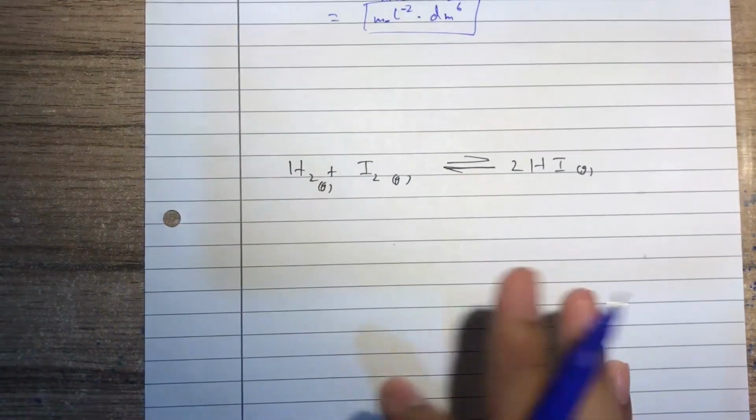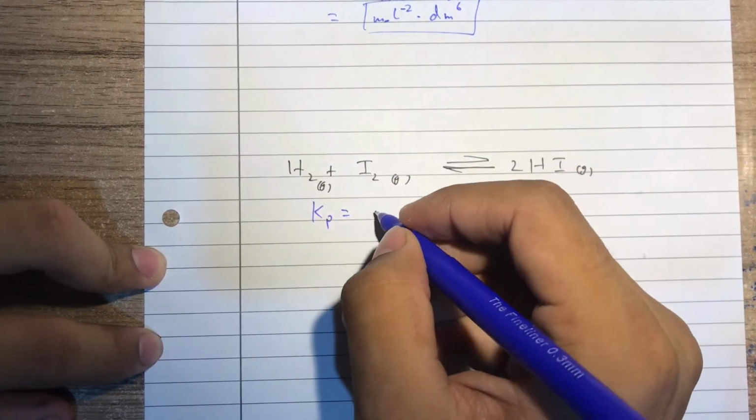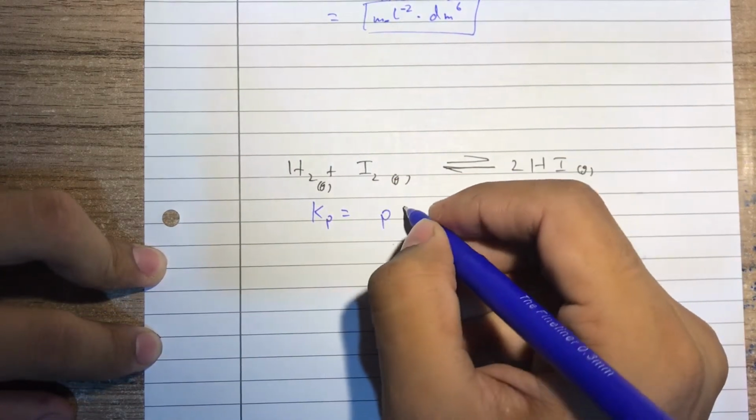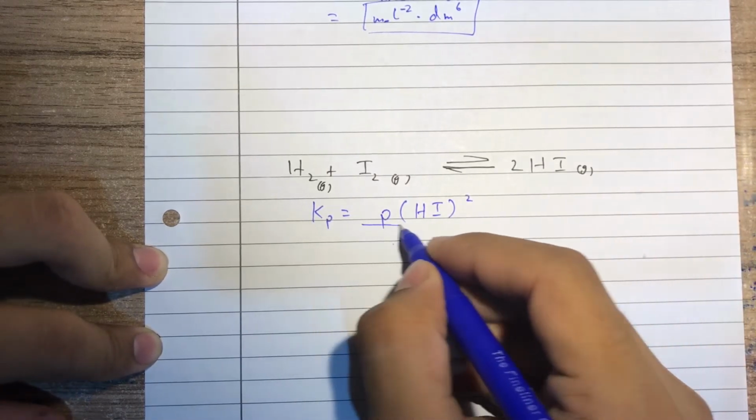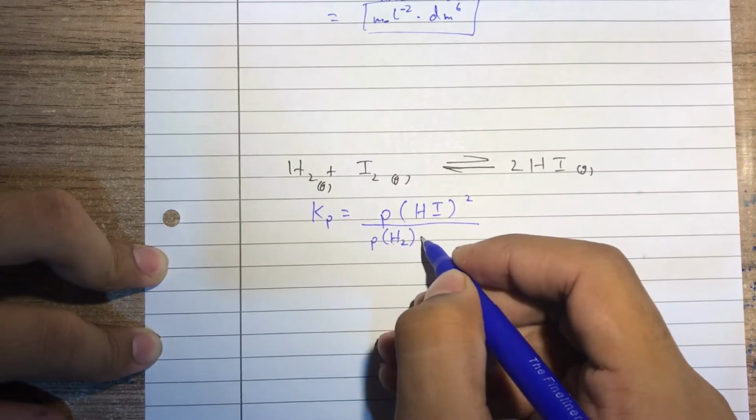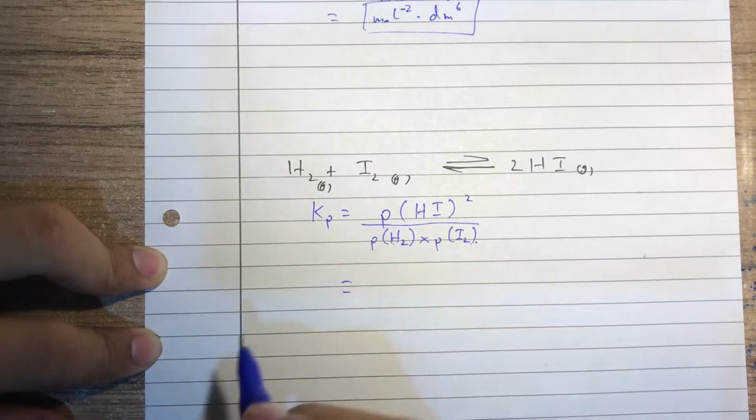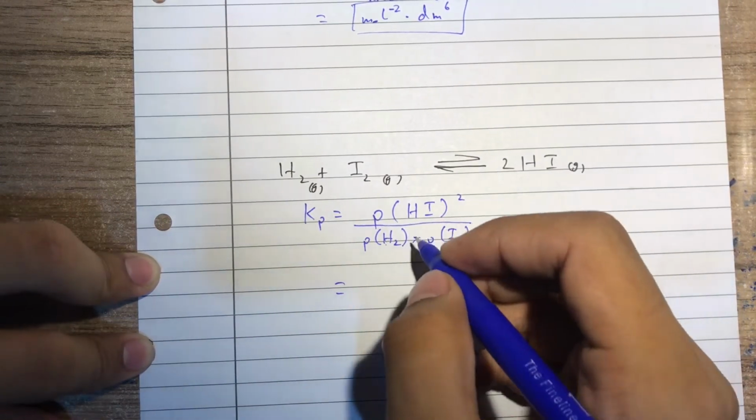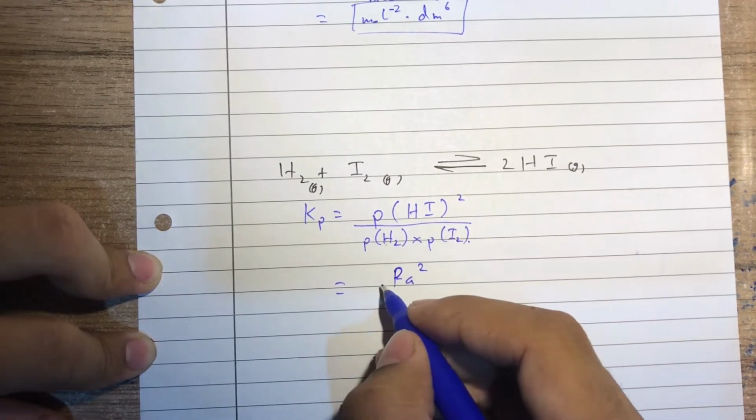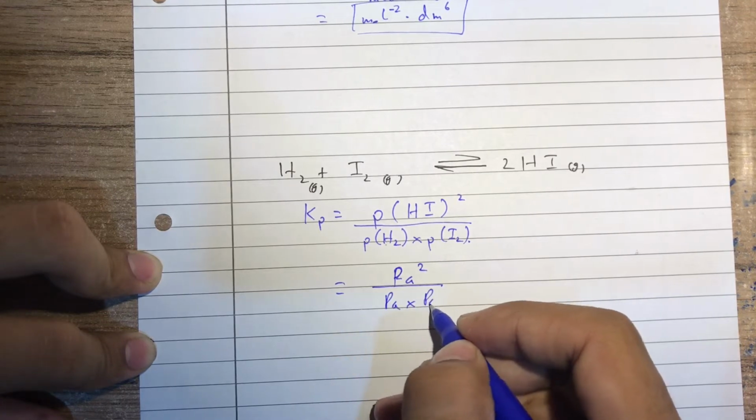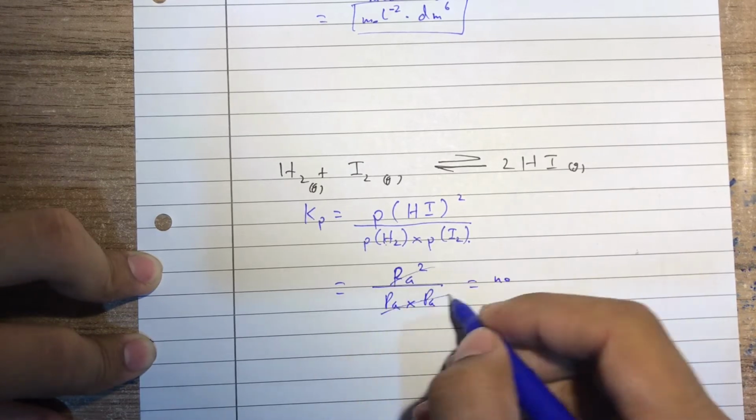For Kp, I'll use this equation. Now for Kp, the formula would be partial pressure of hydrogen iodide, it's squared because there are 2 moles, upon partial pressure of hydrogen times partial pressure of iodine. Units for pressure can be pascals or kilopascal depending on the data. Let's take Pascal over here. So Pascal square in the numerator, because it's squared, upon Pascal times Pascal. So in the denominator also it's Pascal square, so over here there will be no units because they'll cancel out.